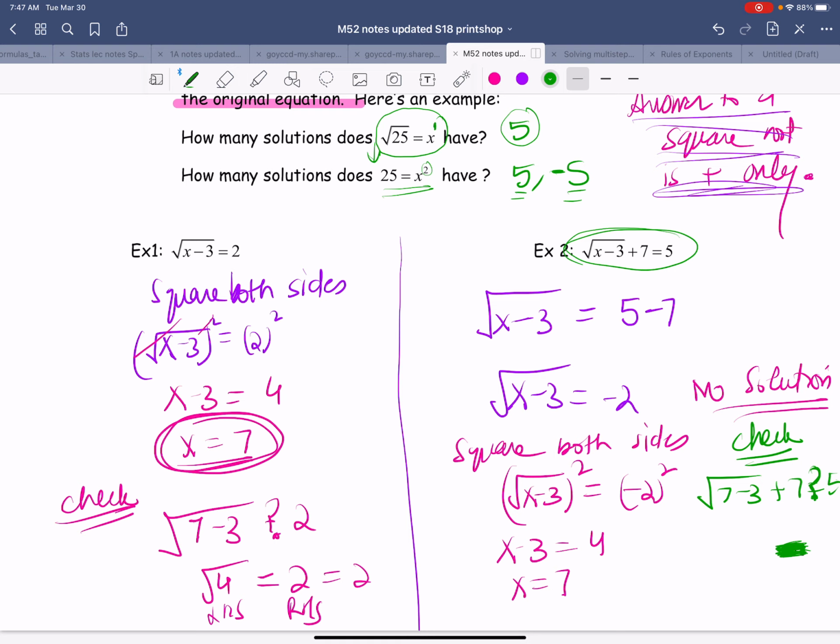7 minus 3 is 4. Square root of 4 is 2. 2 plus 7, is that equal to 5? 2 plus 7 is 9. It's not equal to 5. Thus, it does not work. And I can again see that this problem has no solution. There is no variable value. There's no value of x that will make the left and right hand side equal to each other.